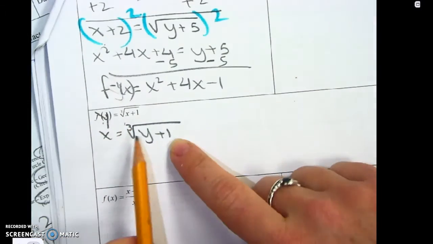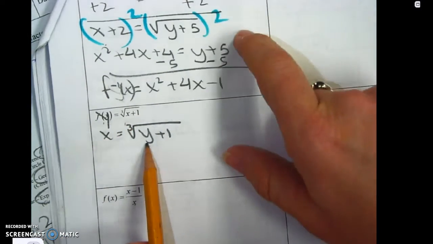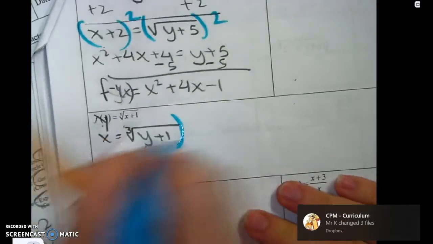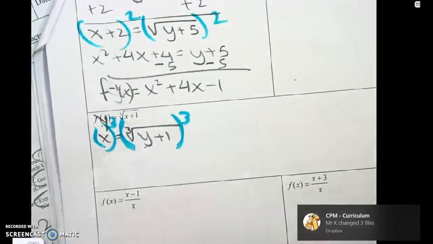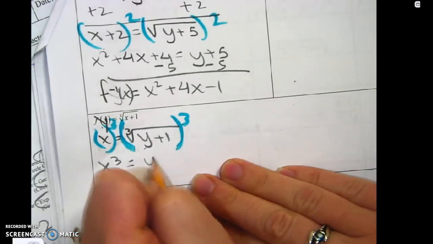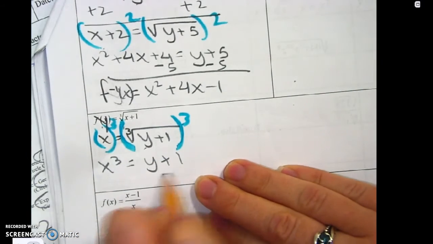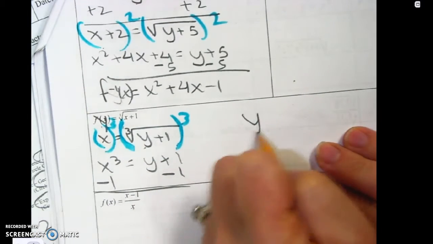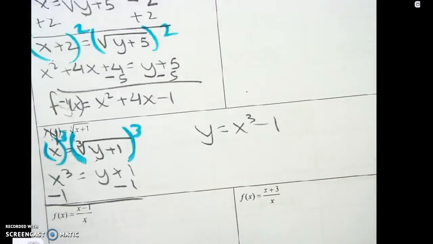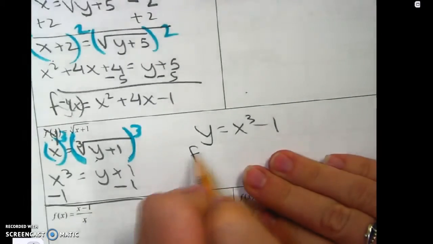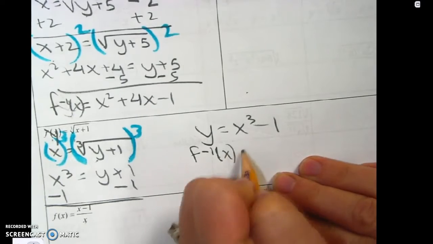Now, if the way we got rid of a square root was to square, the way we get rid of a cube root is to cube. So I'm left with x cubed equals y plus 1. Subtract 1. y equals x cubed minus 1. We're not factoring. I know it reminds you of the difference of cubes, but we're not factoring. We're just finding the inverse.